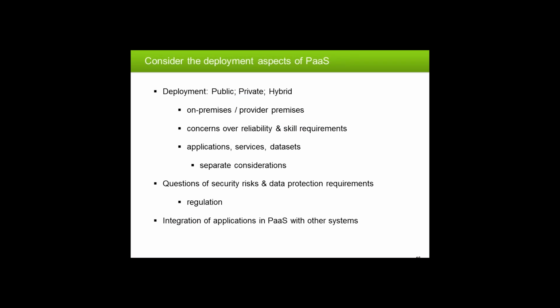We talked a little bit previously about the deployment aspects. We can have deployment of a PaaS environment in a public cloud, in a private cloud, or hybrid, combining multiple of them. So we may be on premises with private, we may be using provider premises. One of the main reasons for worrying about this is whether you've got the right kind of reliability, particularly if you run on premises. Can you make it as reliable as you need to be? Will you have the right levels of skill to handle the PaaS environment? That's no trivial matter, as people have discovered.